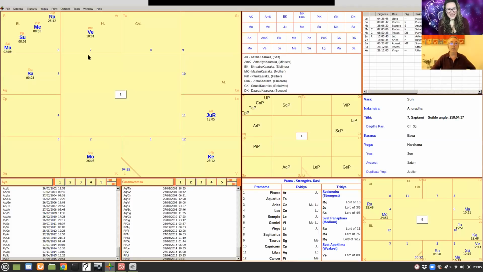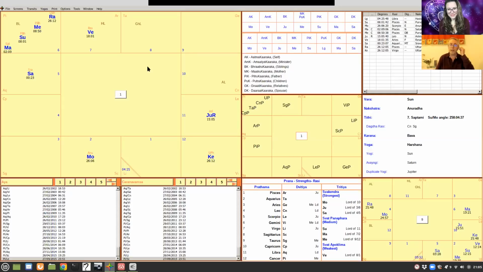So if you look at her, her Atmakaraka is the moon. Okay, so that tells you something immediately. The moon is known to be what's called a creeping planet. It's going to do what it needs to do to get the nourishment it needs, or it's going to try to do the things that it needs to do in order to get the nourishment that it needs.